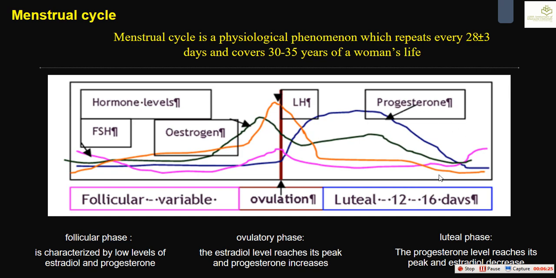And in the last phase of the menstrual cycle, the luteal phase, the progesterone level reaches its peak and estrogen decreases. Then we can see that these fluctuations in the hormones progesterone and estrogen can affect the physiology of a woman's body, especially in female athletes.